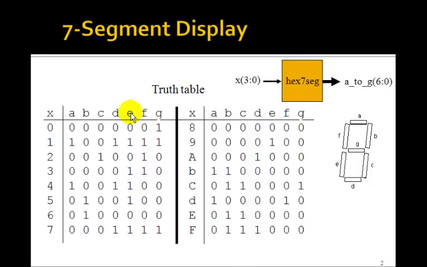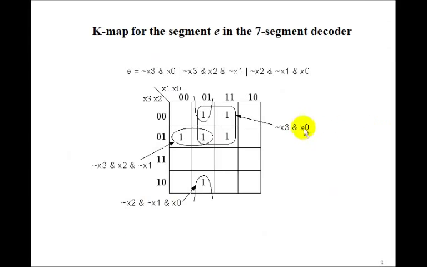For example, suppose we wanted to find the logic equation for E, then notice we have minterms 1, 3, 4, 5, 7, and 9. So we could draw this Karnaugh map with minterms 1, 3, 4, 5, 7, and 9. And then we can draw the 3 circles.